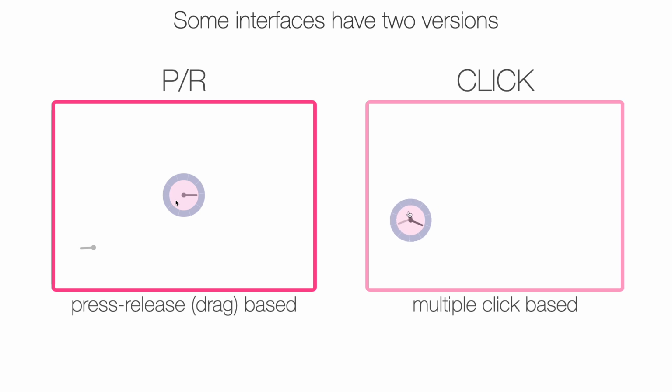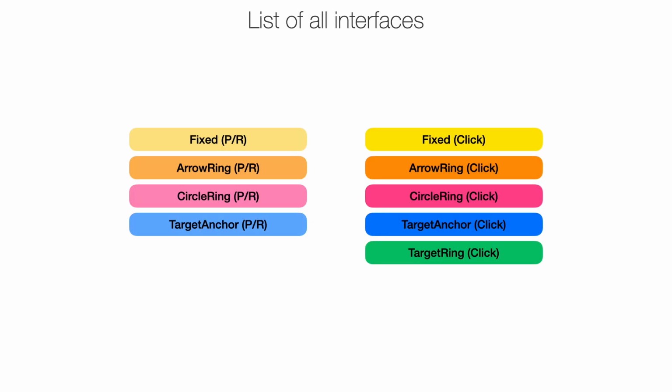As you can see, the user clicks once to start moving the object, and then clicks again to stop it, and then another click sequence to start and stop rotating. For the target ring interface, it doesn't make sense to have an interface just based on press or release, so we have in total 9 different interfaces.